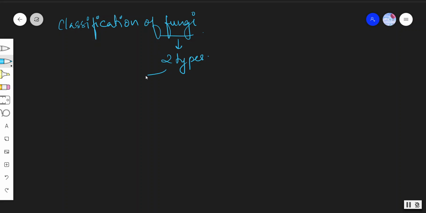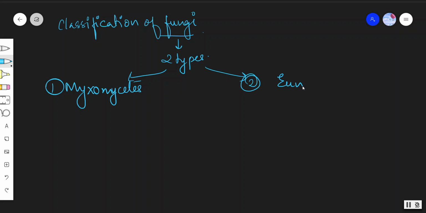Now let's start with the classification of fungi. Fungi is divided into two types. Number one is myxomycetes, and another one is eumycetes.